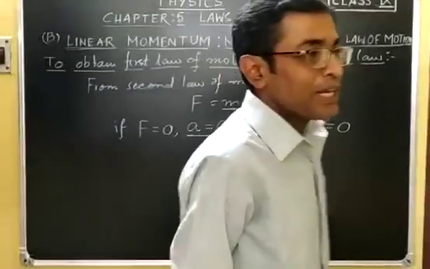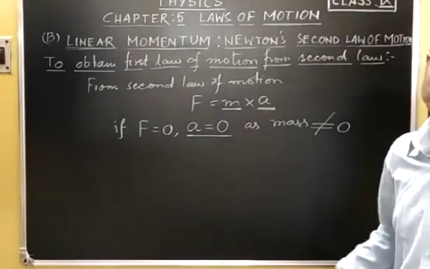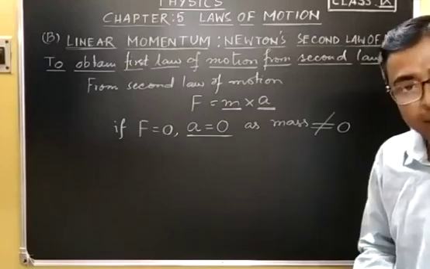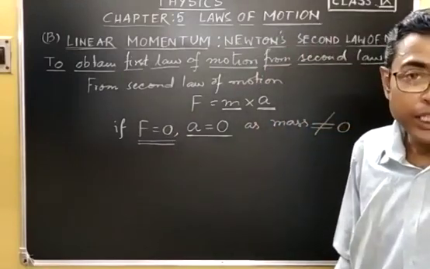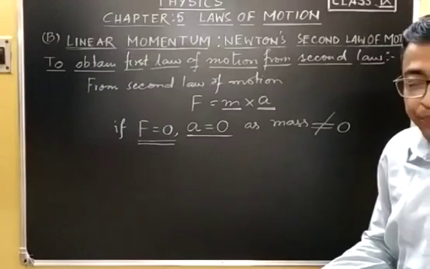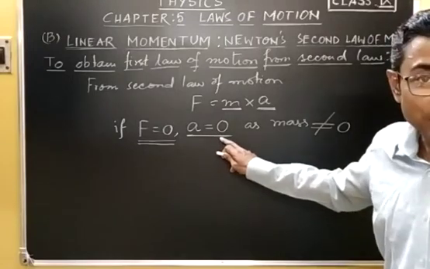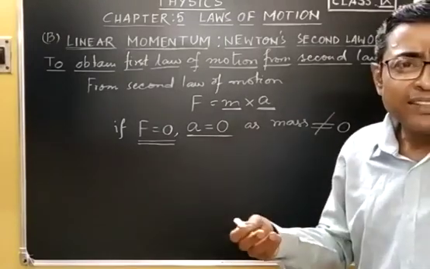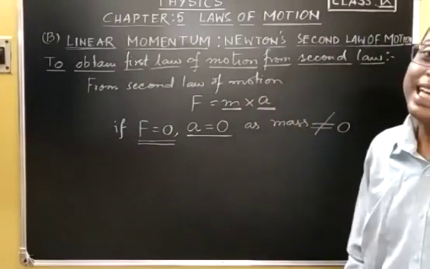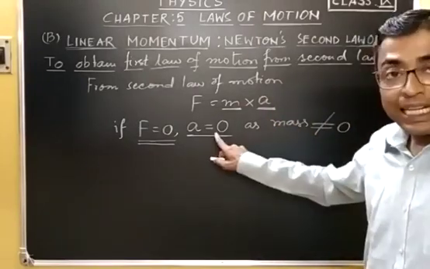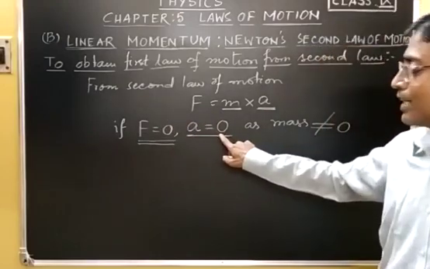What is the meaning of this? If the body is at rest, the acceleration is 0. And if the body is moving with uniform velocity, what will be the acceleration? 0. So see here, if no external force is applied, that is F equals 0, the body which is at rest will remain at rest. Why will it remain at rest? Because the acceleration is 0. And the body which is moving, say at 5 meter per second velocity, if no force is applied, then the body will continue to move with the same velocity, that is 5 meter per second. So as acceleration is 0, this proves that when no external force is applied, the acceleration of the body is 0.